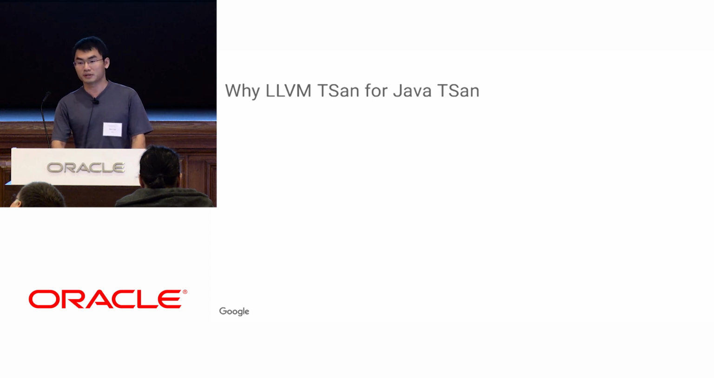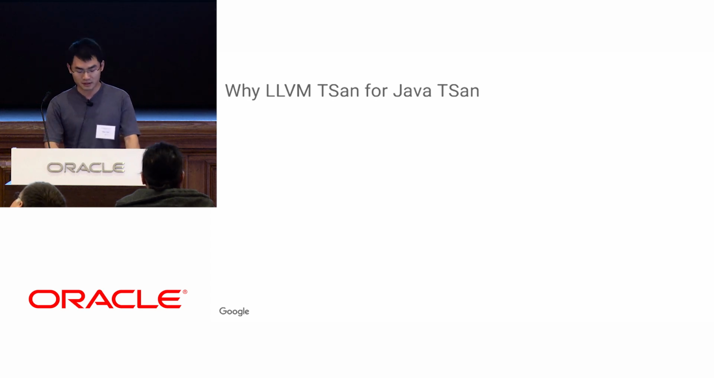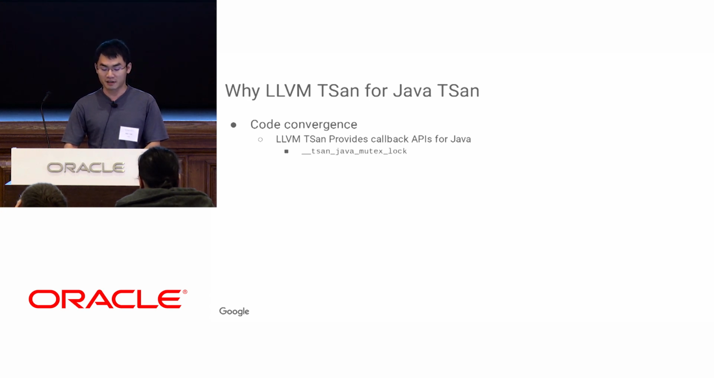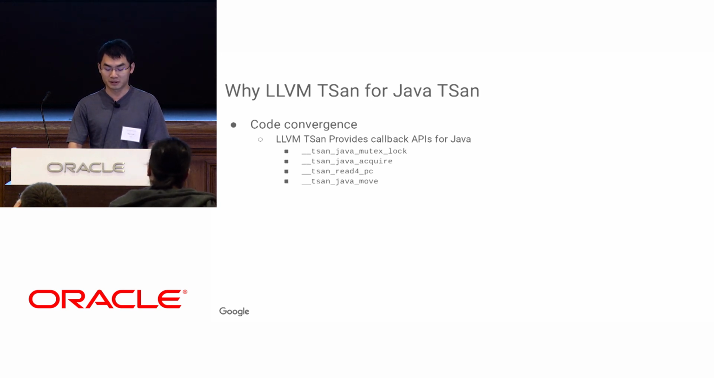So why do we use LLVM TSan for Java TSan? The main reason is code reuse, because LLVM TSan already implements the actual data race detection algorithm, so we don't want to implement it again in the JVM. In addition, LLVM TSan provides callback APIs for Java, such as Java mutex lock, Java acquire, Java reads, and Java move, for when Java moves an object.